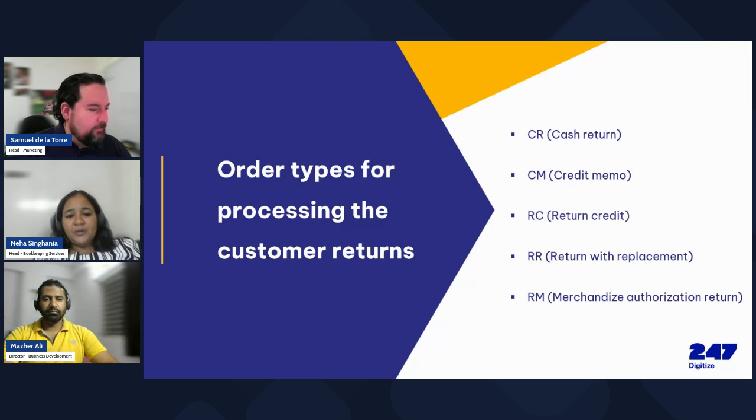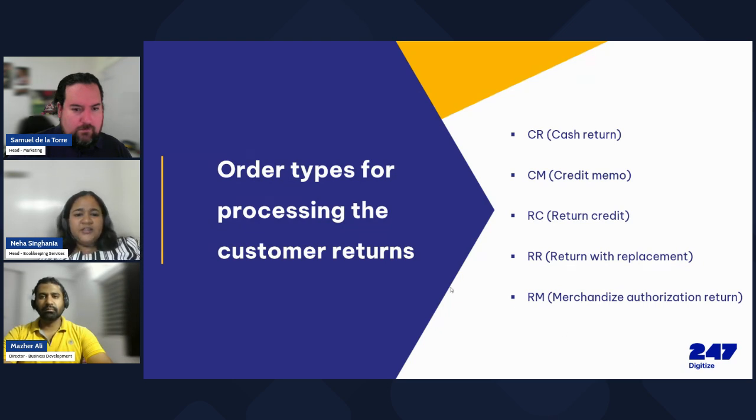CM, or credit memo. This will be used to account for unauthorized returns from customers. This includes a link to the original invoice. RC, return credit. This is used to authorize customer returns for credit in the amount of the goods returned only. No replacement of goods is performed for this customer return.